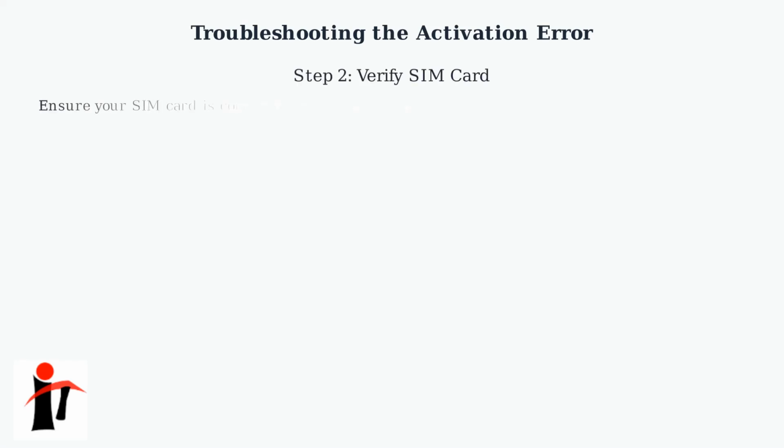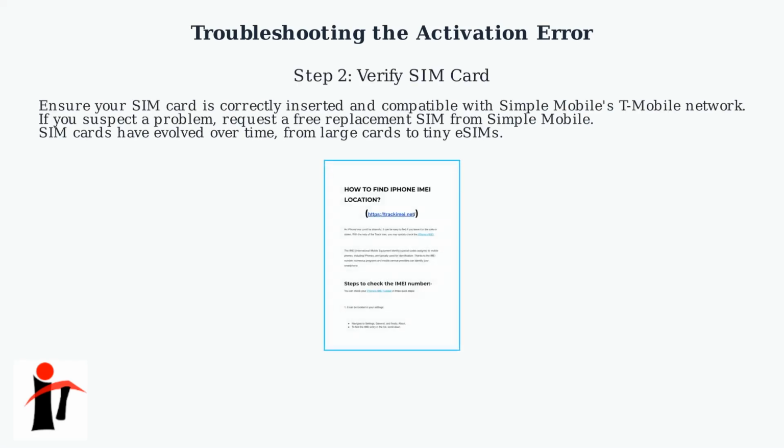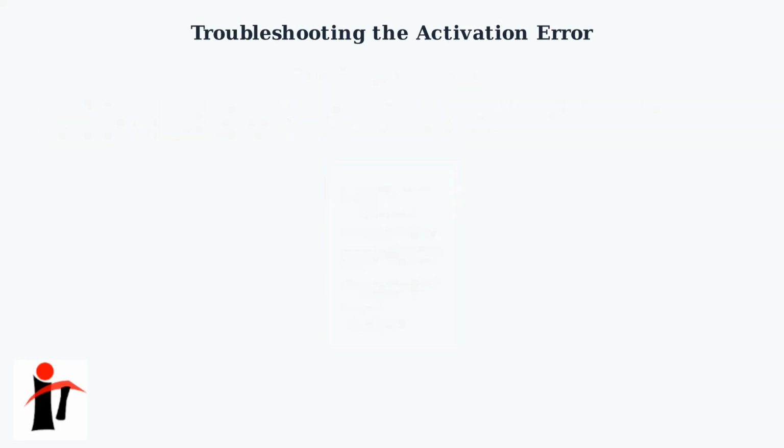Next, verify your SIM card. Simple Mobile uses the T-Mobile network, so only T-Mobile compatible SIMs work. Make sure the SIM is correctly inserted and not damaged. If you suspect an issue, you can get a free replacement SIM directly from Simple Mobile. SIM cards have evolved significantly over the years, from large mini-SIMs to tiny eSIMs that are embedded in the device.